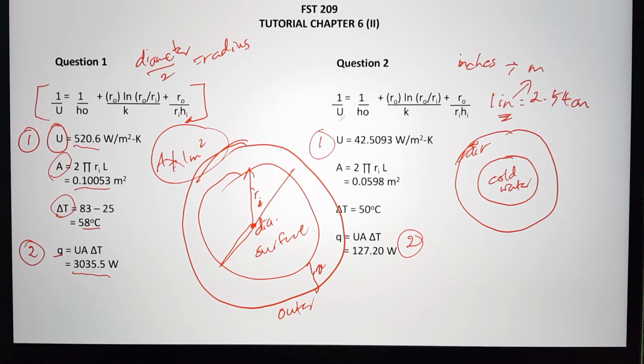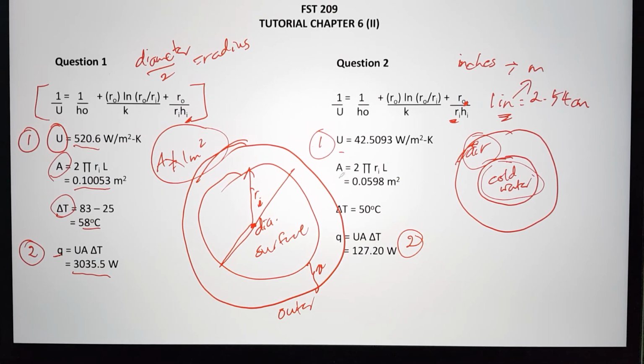For the first equation, you need to calculate 1 over U equals 1 over H naught plus R naught ln(R naught over Ri) divided by K plus R naught over Ri Hi. This particular value of Ri and R naught is important for you to get the right value. So you need to know which material is flowing inside the tubing and which material is flowing outside of the tubing. The value for U is 42.5093 watt per meter square Kelvin.